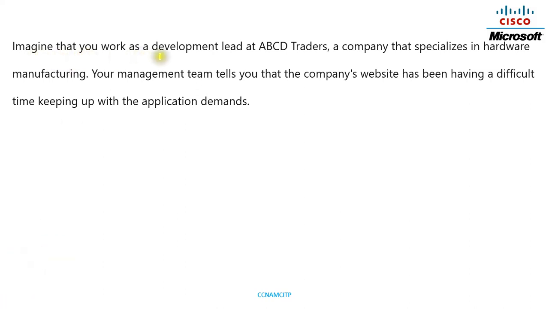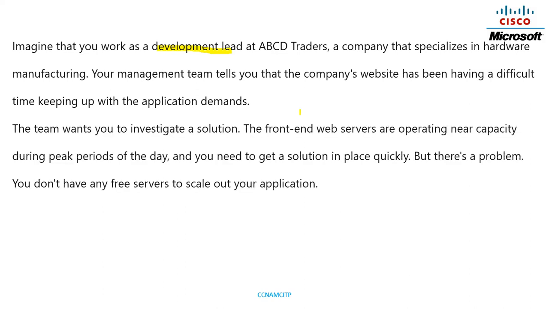Imagine that you work as a development lead at ABCD Trader. I am taking one scenario here. You are working as a development lead at a company that specializes in hardware manufacturing. Your management team tells you that the company's website has been having a difficult time keeping up with the application demands. So you can say your website is running slow, and you have to deal with this problem. The team wants you to investigate a solution.